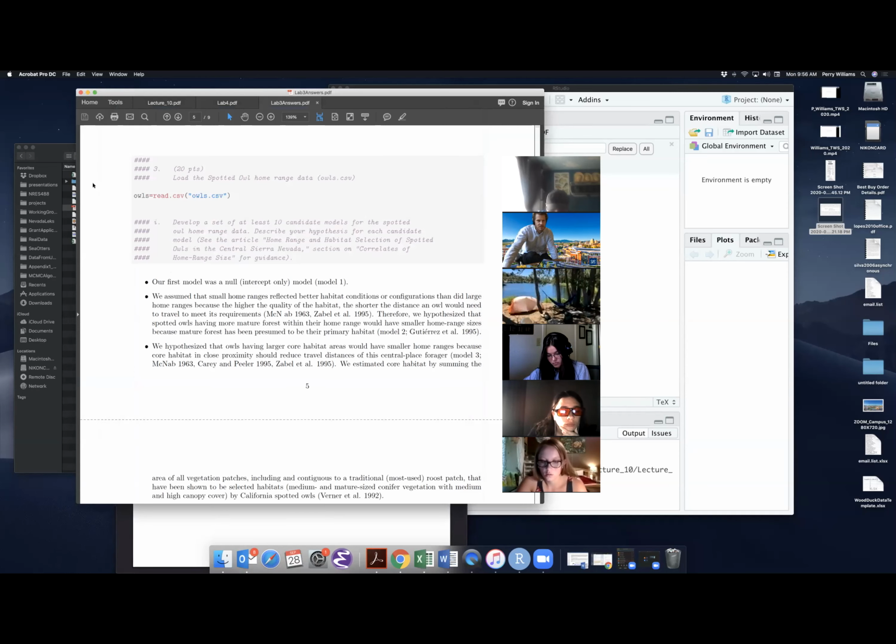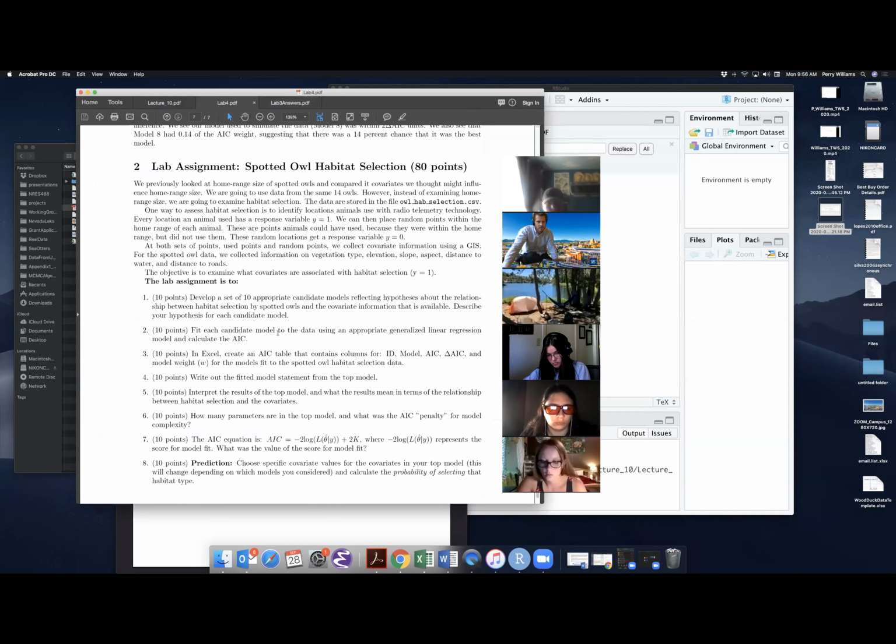Now let me look at that question again, lab 4, question 1. Yeah, so the first part of your question was related to writing out this part here. But the part I talked about before is describe your hypotheses for each candidate model.